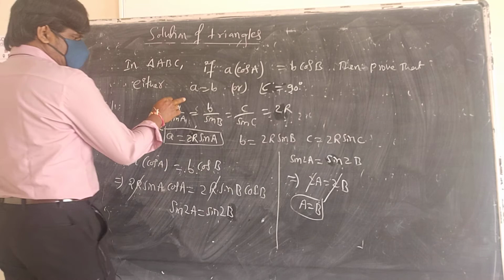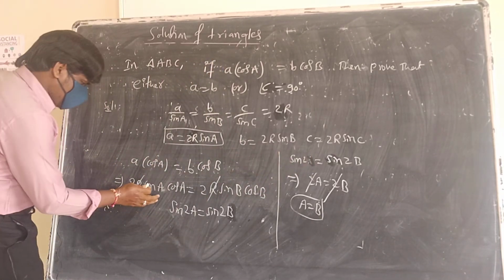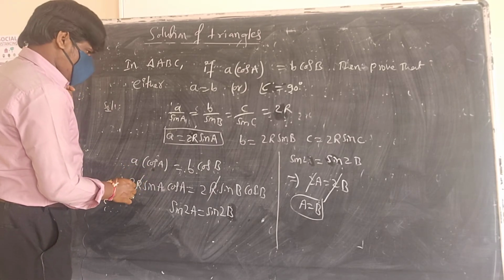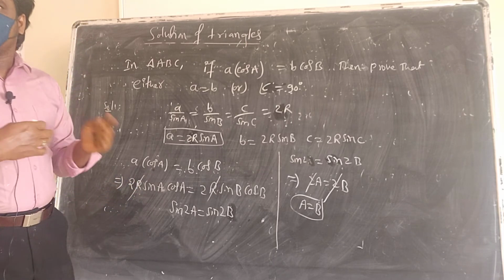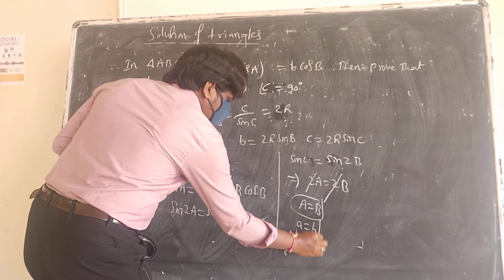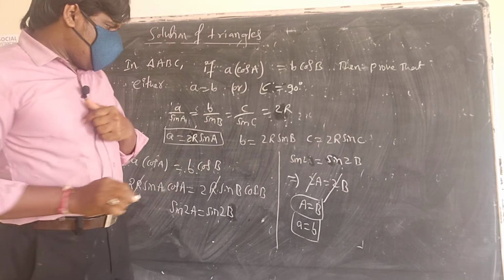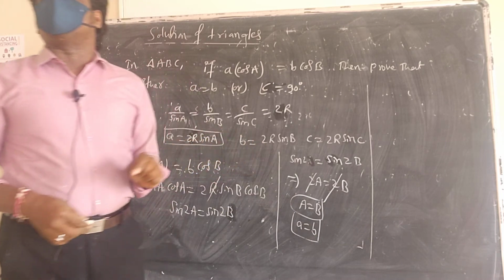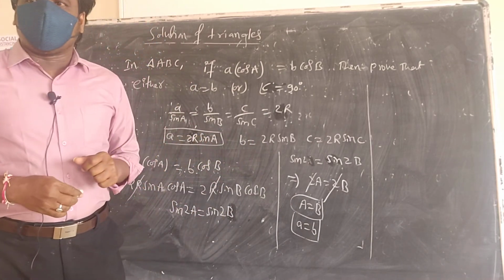I think this is small a. I wrote wrong. You see here, cos A you have. Yeah, sides opposite to same angle is same. So A is equal to B. Right? Is it okay? If in a triangle two angles are equal, then their opposite sides are also equal. That condition.